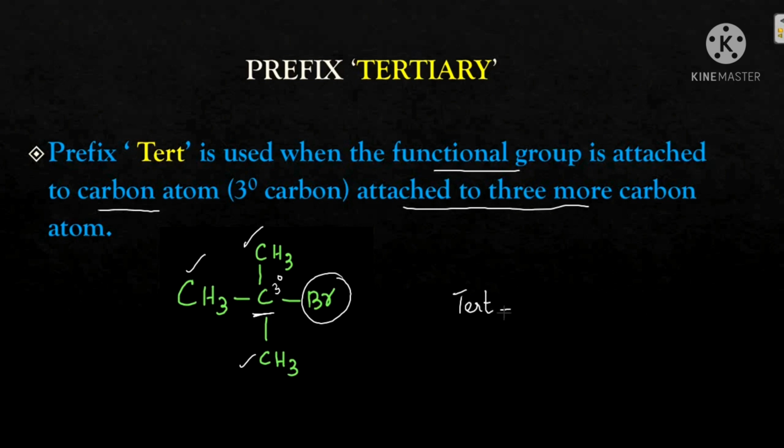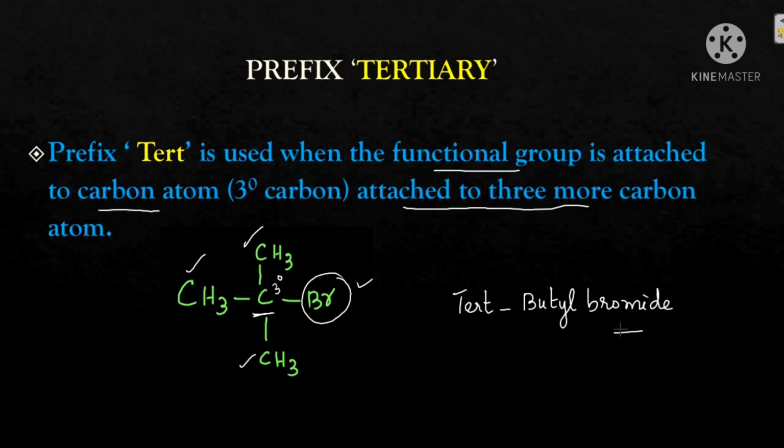Tertiary, this is the prefix tertiary. This functional group bromine is attached to a carbon atom which is further attached to 3 more carbon atoms. So here we can make use of the prefix tertiary. Now check the number of carbon atoms. 1, 2, 3, 4. What could be the corresponding parent alkane, students? It is butane, right? Now what is the corresponding alkyl group? It is butyl, tertiary butyl bromide. Understood, students? So this is the name of the compound.